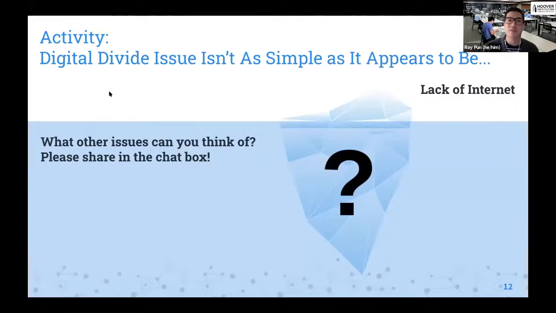Great. So now that you've heard more about the context of the digital divide in our toolkit and also the scope of it, I want to take a moment to have an activity with all of you and ask you this question: there are many issues impacting our users, right? The digital divide issue isn't as simple as it appears to be, as you could see in this iceberg metaphor. The tip of it says lack of internet, but below the tip of it, there are a host of other issues. What other issues can you think of? Please share in the chat box.